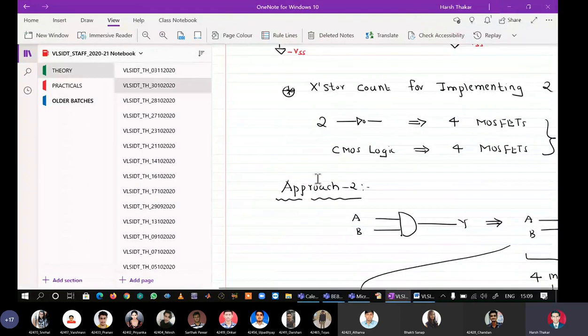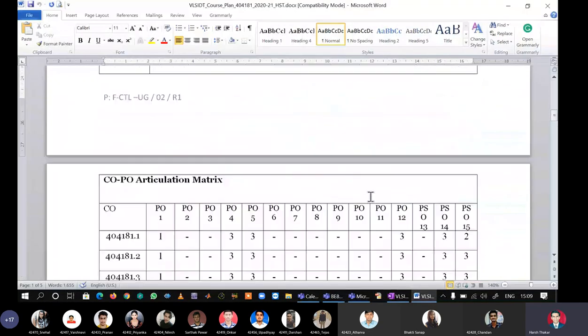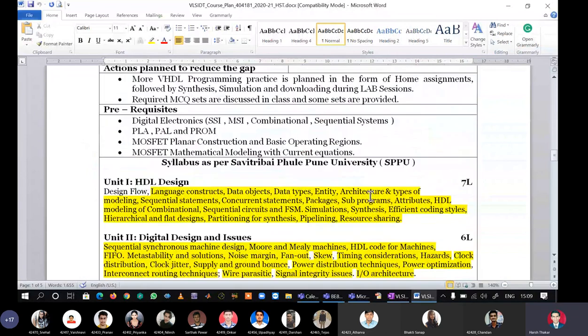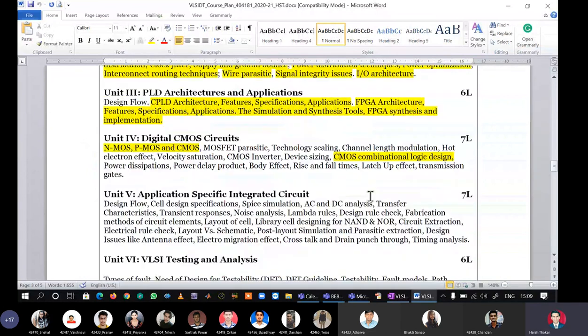And now in today's discussion, we are going to take two interesting topics. So just flash to our syllabus. And today we plan to do this thing. So in unit number 4, till now we have covered these things. So I'm going to cover today technology scaling, and also transmission gate logic, which is very important.